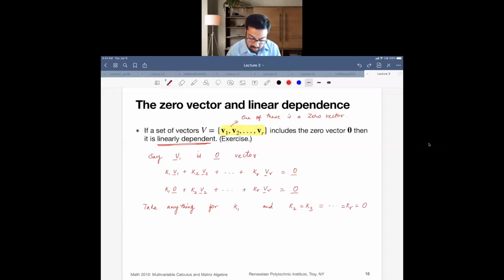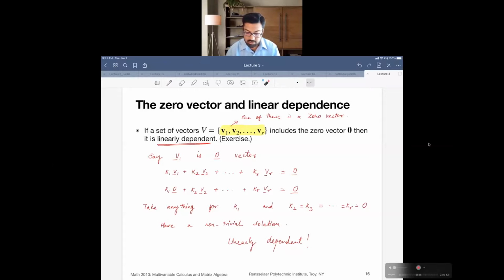So we have a non-trivial solution, which is 1 followed by all zeros, or 2 followed by all zeros, anything followed by all zeros. That's your non-trivial solutions. So we can say that it is a linearly dependent set of vectors. So if any one of these vectors is a zero vector, then that is going to be a linearly dependent set of vectors. We just assumed v1 to be that zero vector, and we were able to satisfy this. And you can do that same thing for any v2, v3, vj, anyone.